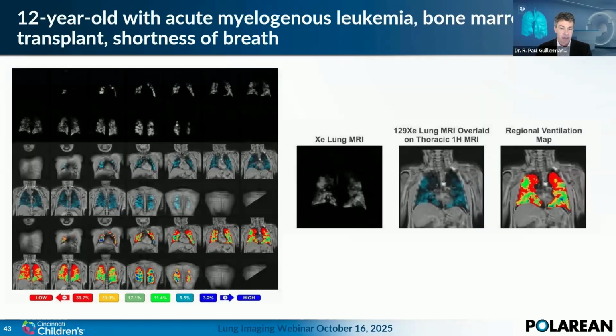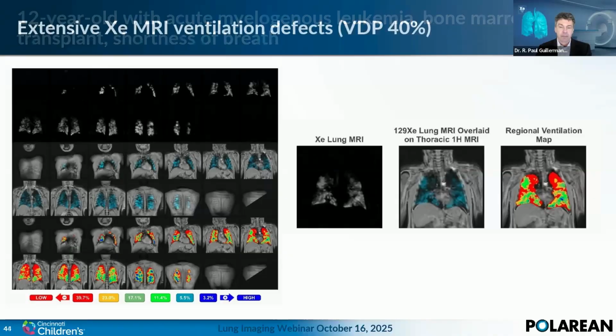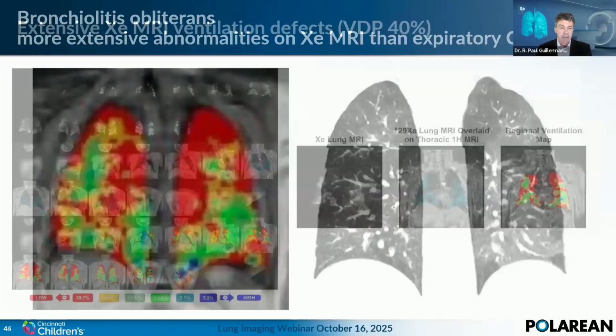And so here's a case here. This is one of the more common indications. This is a patient who had a bone marrow transplant, so they're prone to getting graft versus host disease and bronchiolitis obliterans. So, a 12-year-old in this case. And you can see the areas depicted in red on the color-coded maps that are the most profound ventilation defects, very extensive defects in this particular patient. Next slide. And so in this case, it was quantified that about 40% of the lung was at the lowest level of ventilation. And next slide.